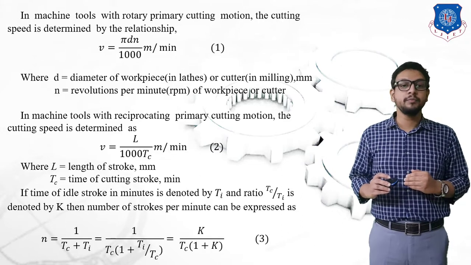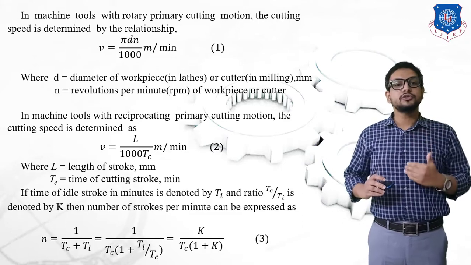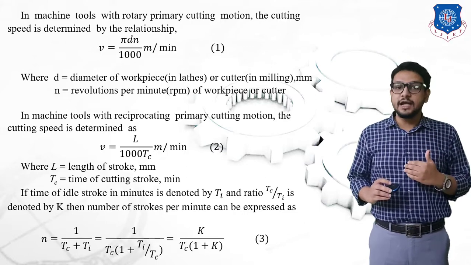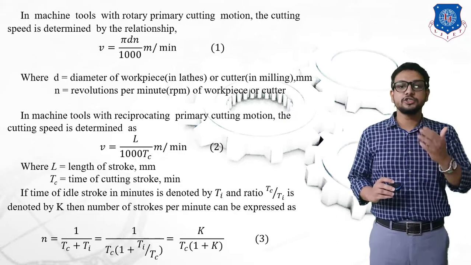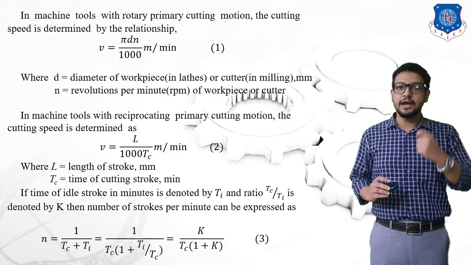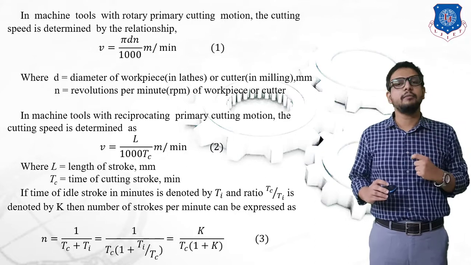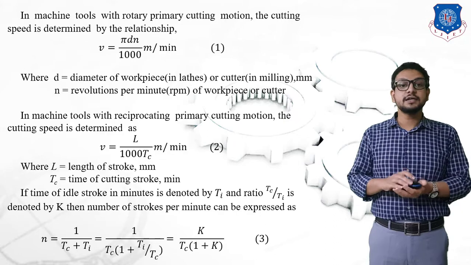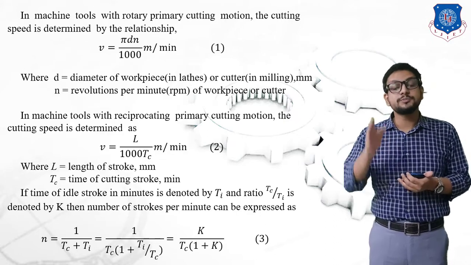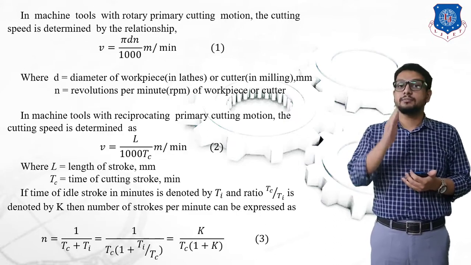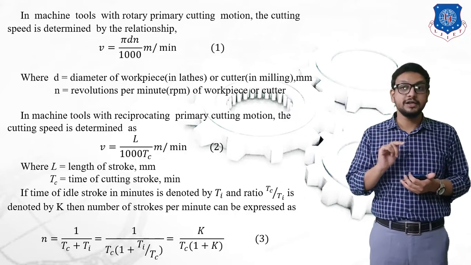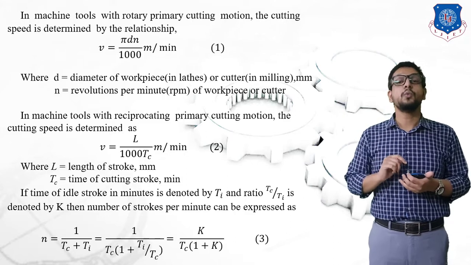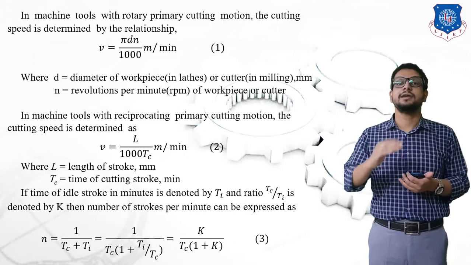As you can see on your screen, if the time of the idle stroke in minutes is denoted by Ti, and we know that Tc is the time for a cutting stroke, then the ratio Tc by Ti, that is the time taken for a cutting stroke upon the time taken for an idle stroke, is denoted by capital K. Then we can say the number of cutting strokes per minute, denoted by small n, is equal to 1 upon Tc plus Ti.